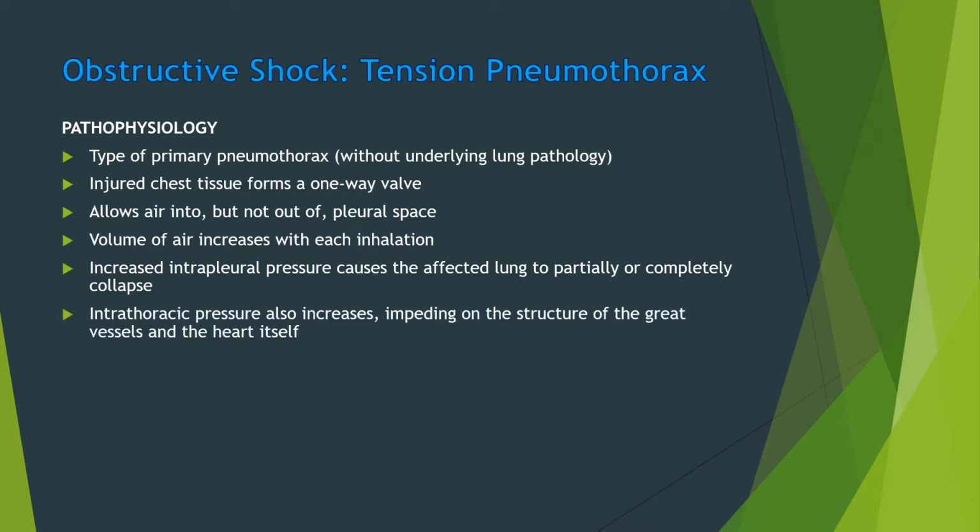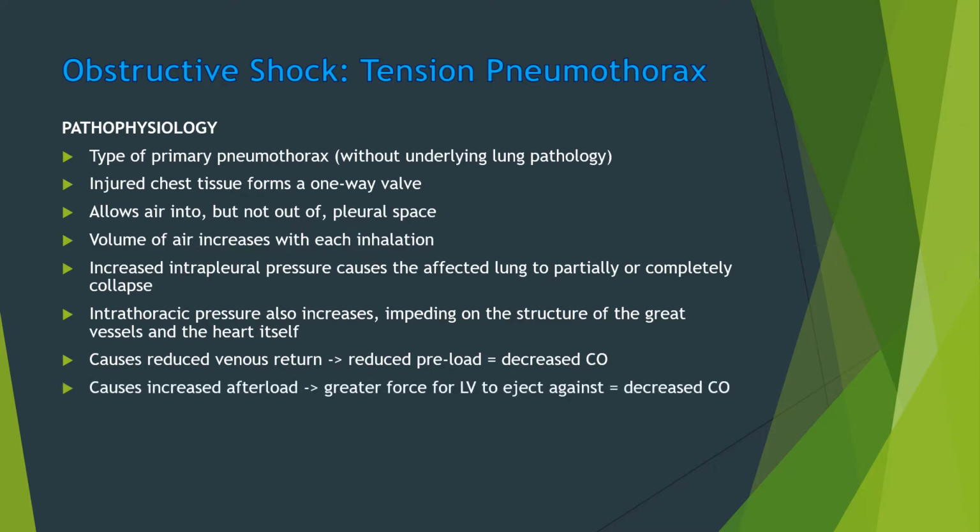As the pneumothorax continues to worsen, we start to see an increase in intrathoracic pressure as well, which impedes on the structure of the great vessels in the heart itself, which causes an obstructive shock state by impeding venous return to the heart because it compresses the low pressure vena cava. It also reduces preload, which in turn reduces cardiac output. Severely increased intrathoracic pressure also increases afterload, which means the left ventricle has a greater force to eject blood against, and that also reduces cardiac output, which results in hypotension if it's uncorrected.